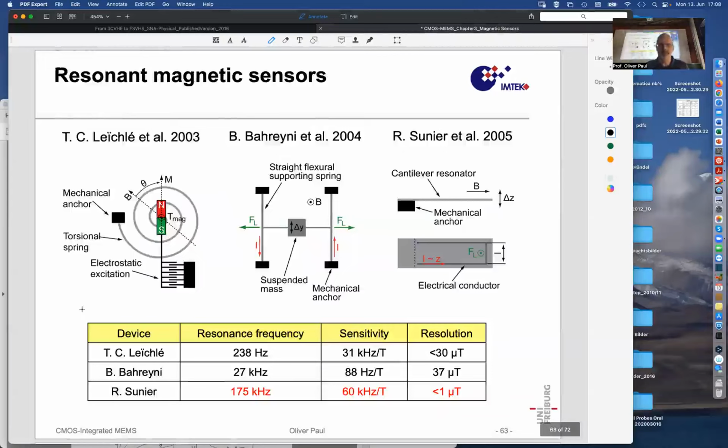Okay. Now, in the last few slides of this chapter, let me talk about some totally different magnetic sensors, just for the fun of it. So these are not CMOS based, but it's, well, one is CMOS based actually, but two are not. So what is this third example inspired from is what the first two examples say.